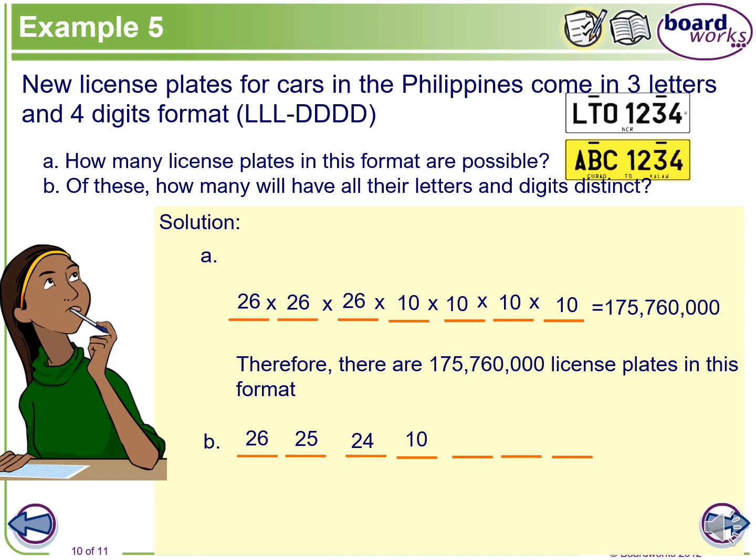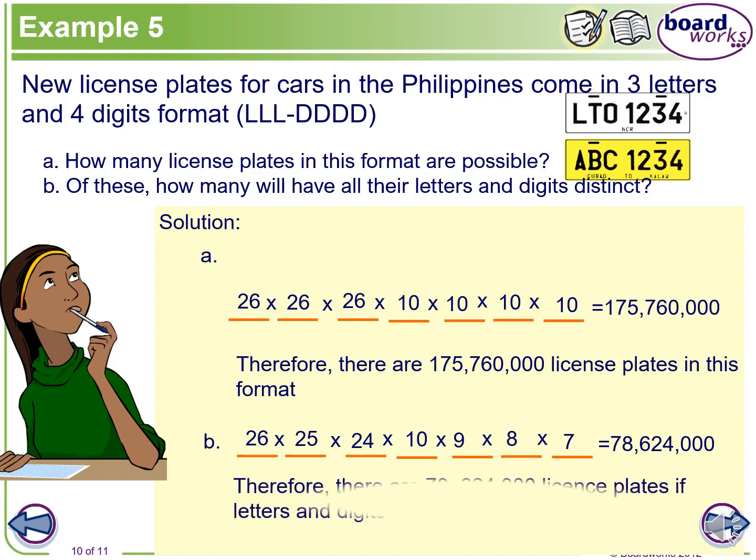Since, for example, you choose 0 there, in the next event on choosing a digit, there will be 9 numbers or digits to choose from. Next 8, next 7. When you do multiplication, or the fundamental counting principle, that is equal to 78,624,000. These are the number of license plates if letters and digits are distinct.